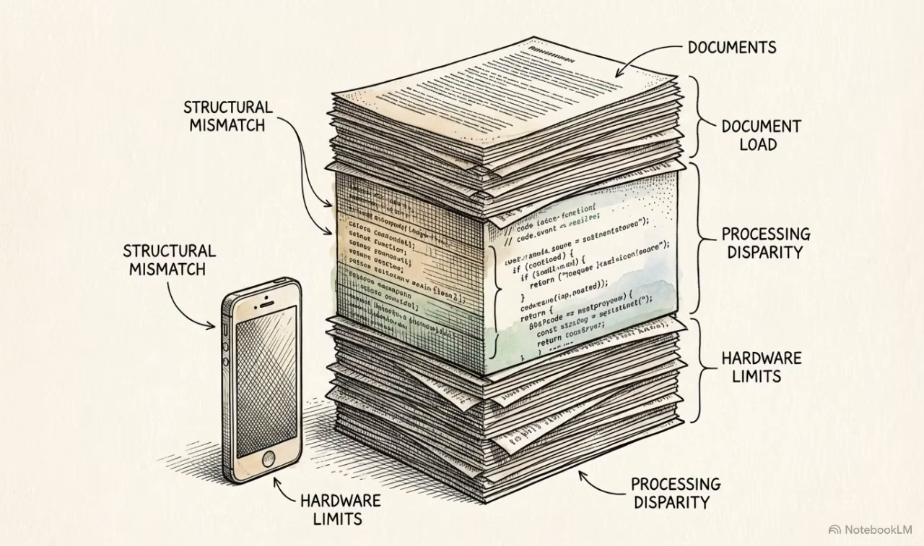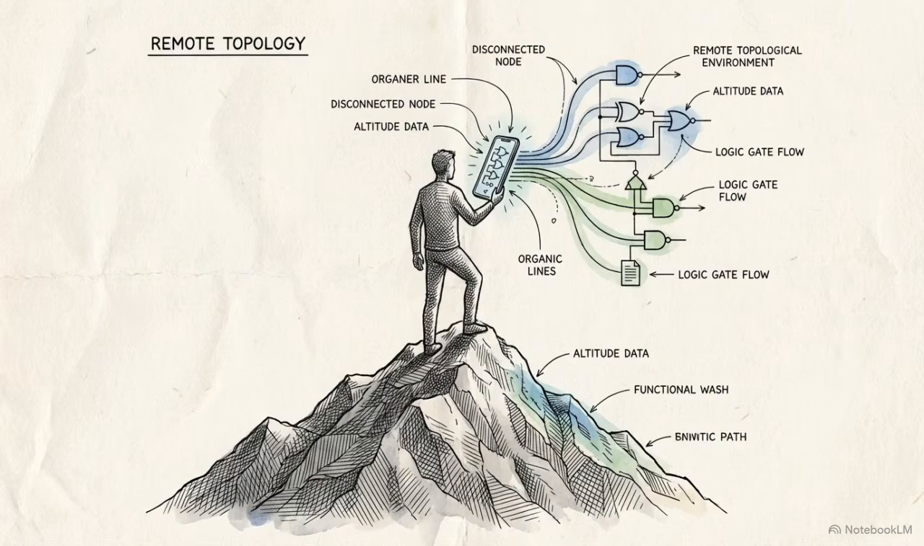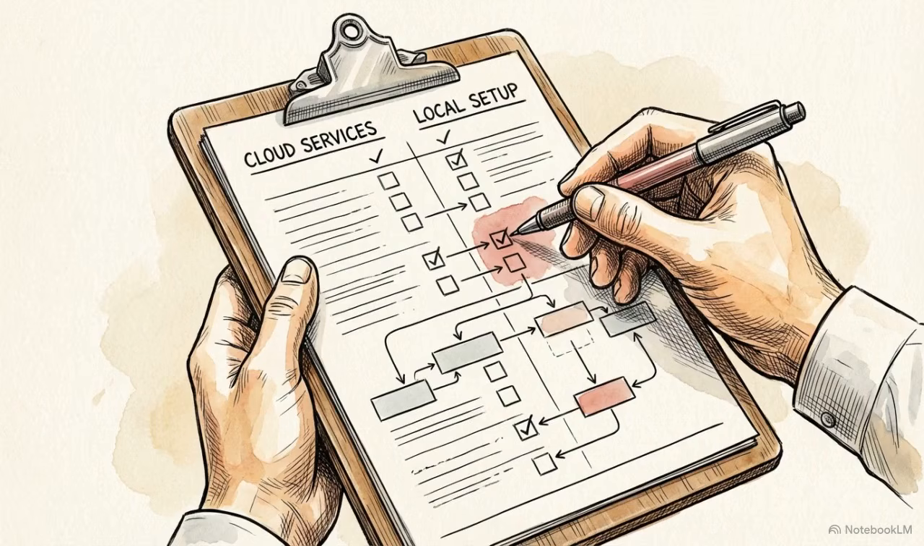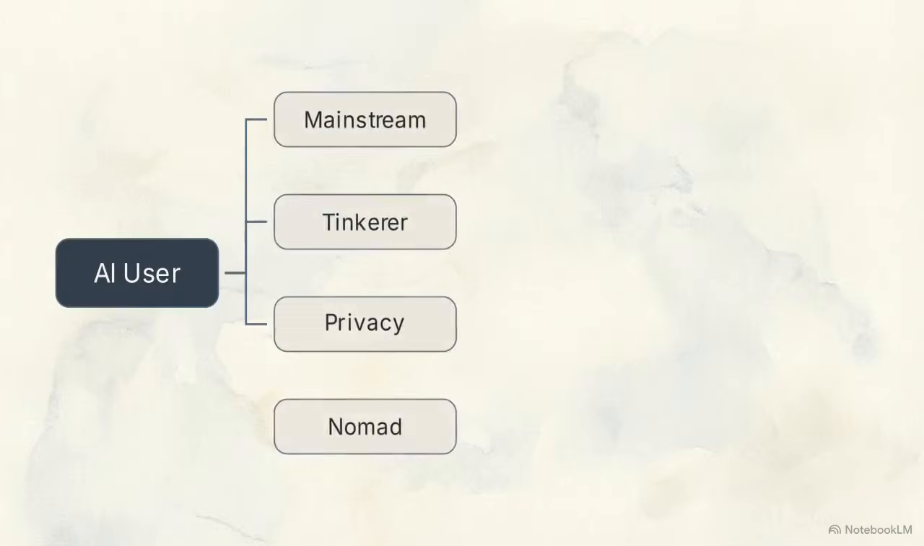These edge models are stripped down. They lack the parameters to synthesize massive documents or write intricate software. They are computationally lighter, but having true offline analysis in your pocket makes remote, disconnected work entirely viable. So who should actually go through the effort of abandoning the cloud? This decision tree maps 4 primary types of users.